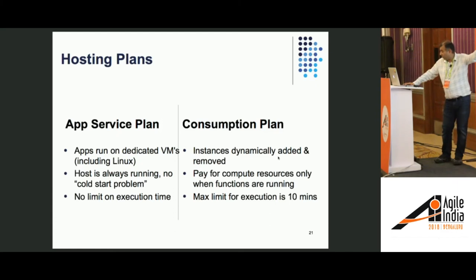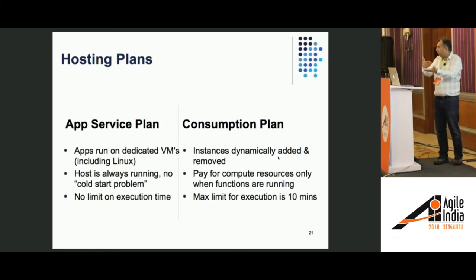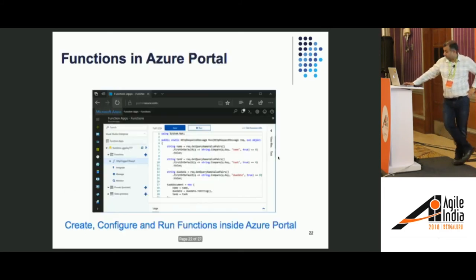Consumption plan does the opposite. So based on your application, you would have an app service plan or a consumption plan. You can have both operating simultaneously. Some of my functions are on consumption. Some of my functions are on app service. Typically, the user-facing functions are going to be on the app service plan because you can't afford the latency. So a user sends a request, you get an acknowledgement immediately. The ones that do backend processing can go on the consumption plan.